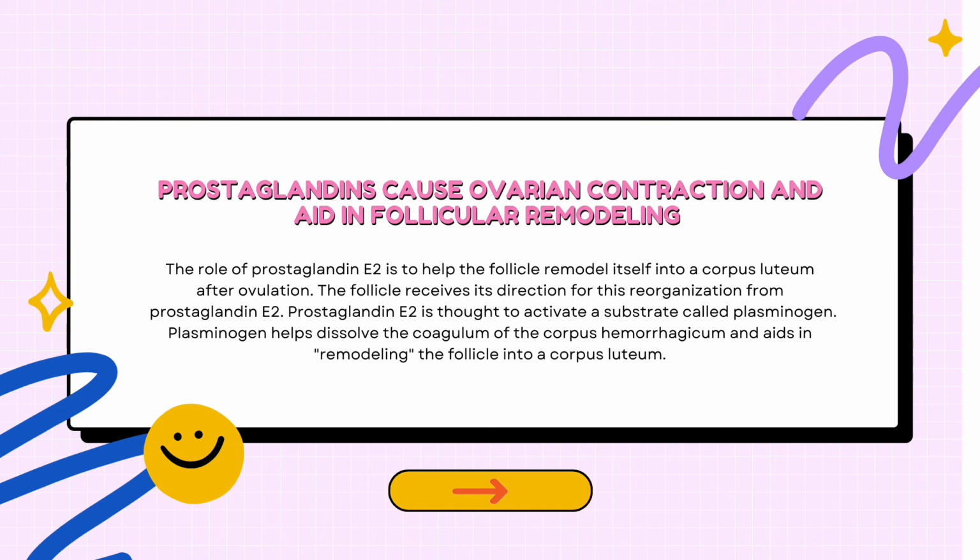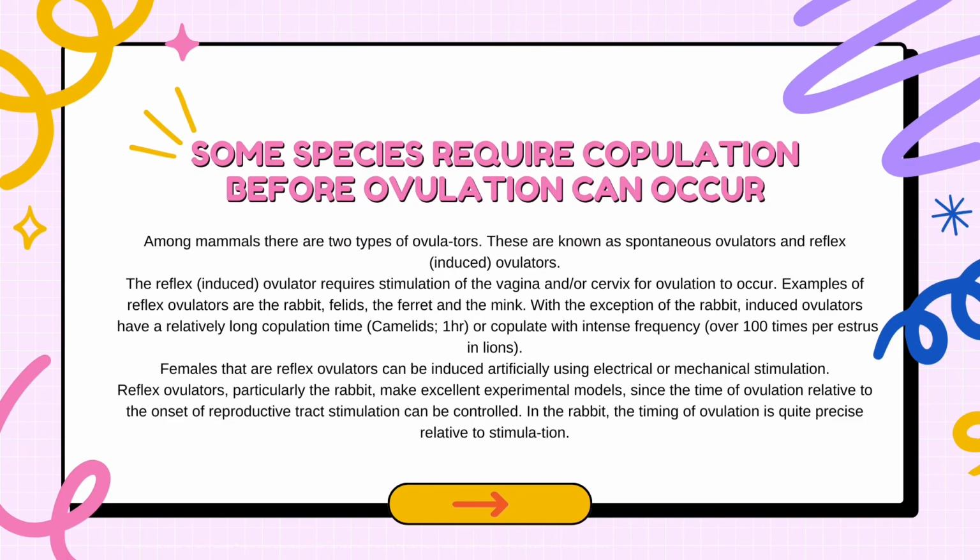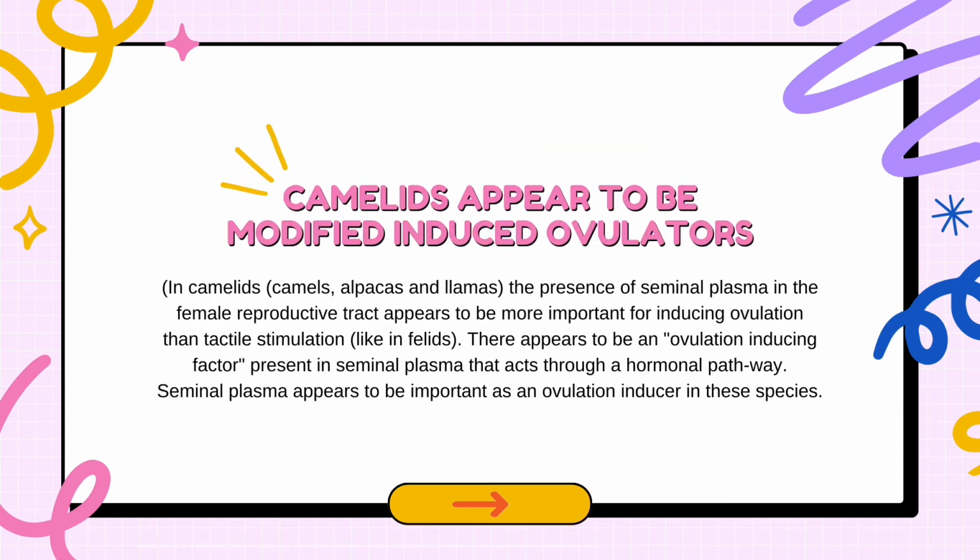After ovulation, the follicle receives its direction for this reorganization from prostaglandin E2, thought to activate a substrate called plasminogen. Among mammals, there are 2 types of ovulators. These are known as spontaneous ovulators and reflex-induced ovulators. The reflex-induced ovulator requires stimulation of the vagina and/or cervix for ovulation to occur. Camelids appear to be modified induced ovulators, as the presence of seminal plasma in the female reproductive tract appears to be more important for inducing ovulation than tactile stimulation, like in felids.